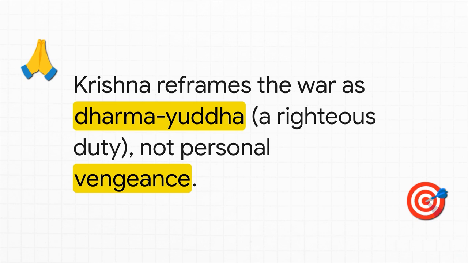Now notice this. Krishna doesn't change the reality. He doesn't say, "Don't worry, the battle's canceled." No. Instead, he reframes it. He tells Arjuna this is not about personal feelings or revenge. This is a dharma yuddha, a righteous duty to restore justice to the world. And by shifting the frame from personal loss to a higher purpose, he empowers Arjuna to act.